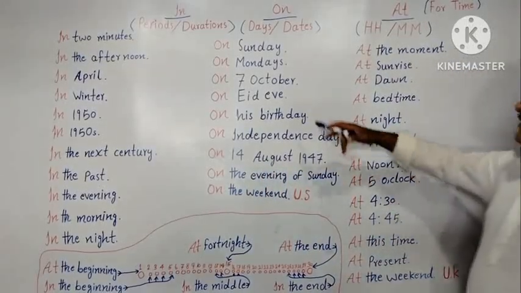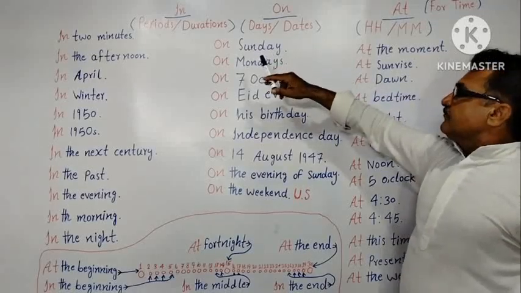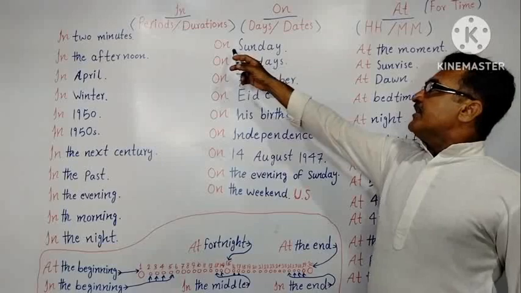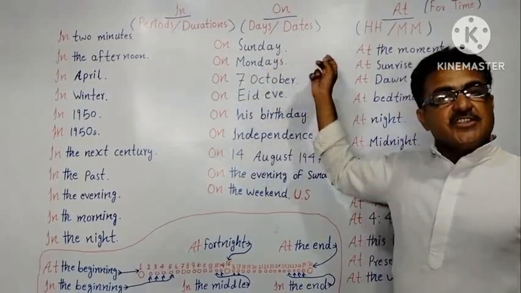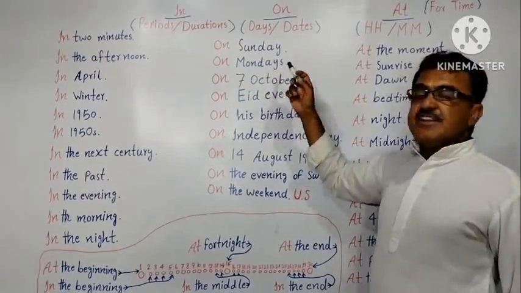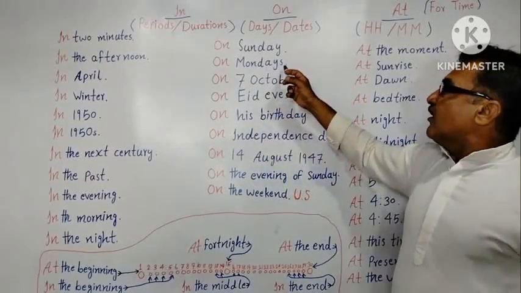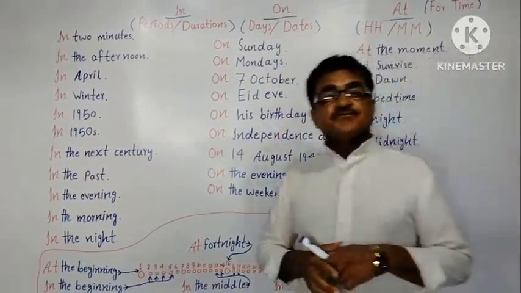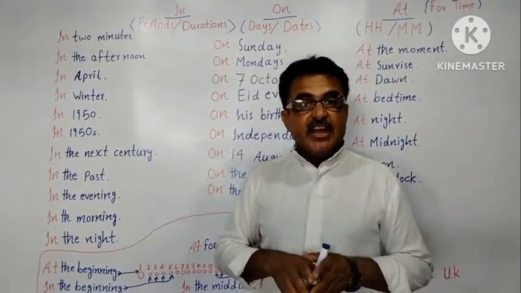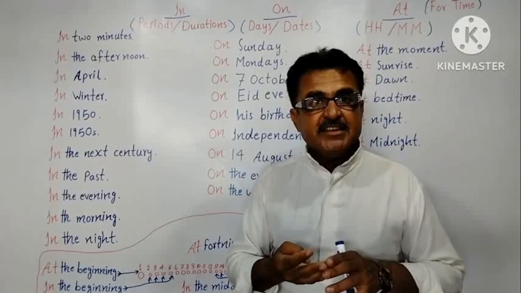Okay, now let's go to the days and dates. On Sunday, the days of the week. On Sunday, on Monday, on Tuesday, on Thursday, on Friday, on Saturday, etc. Again, on Mondays. Now you can see here it's plural. Why? Because on Mondays means there are 4 Mondays in a month.